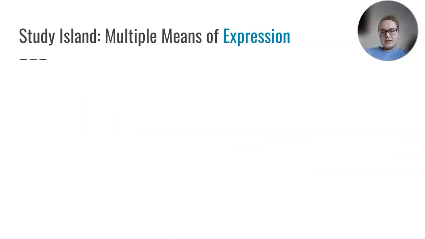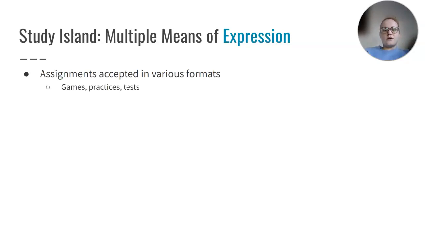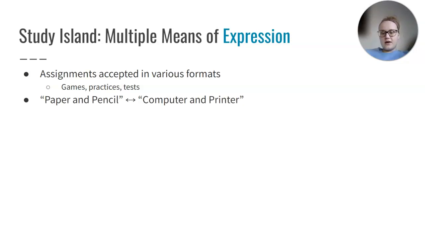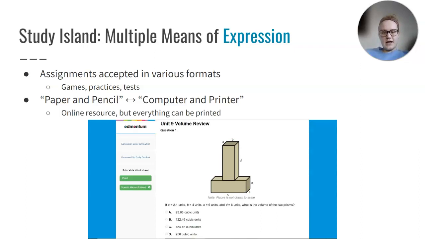Then finally, the third criterion is multiple means of expression. Assignments need to be accepted in various formats. For example, in Study Island, there's games, practices, and tests. Paper and pencil and computer and printer can be interchangeable. I provided a screenshot here. This was an actual resource that I made for my 7th graders. This was our Unit 9 volume review, and you can see here that you can also print it. So not only can they complete it online, but they could complete it by pencil and paper if they wanted to.